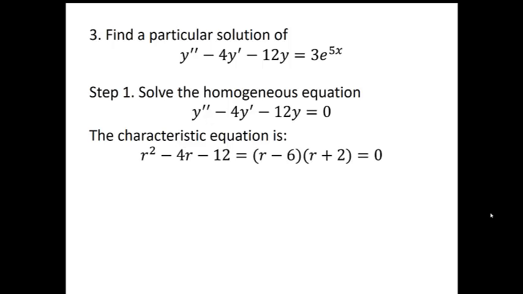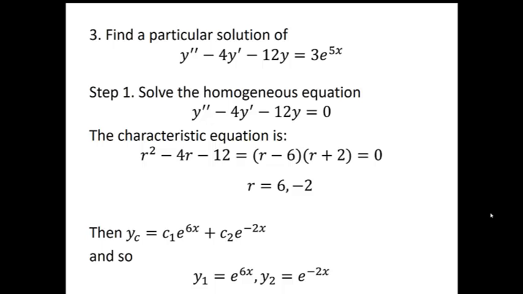We find our characteristic equation, r squared minus 4r minus 12. It factors into (r minus 6)(r plus 2). And so we have as our roots of the characteristic equation 6 and negative 2. Therefore, our complementary solution will be c1 e to the 6x plus c2 e to the minus 2x. And so our two linearly independent solutions of the associated homogeneous equation: y1 is e to the 6x, and y2 will be e to the minus 2x.